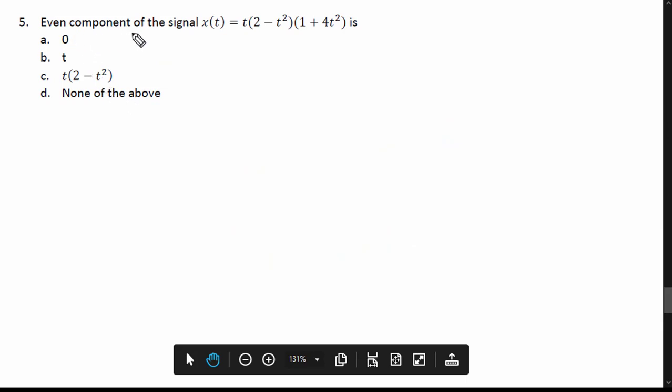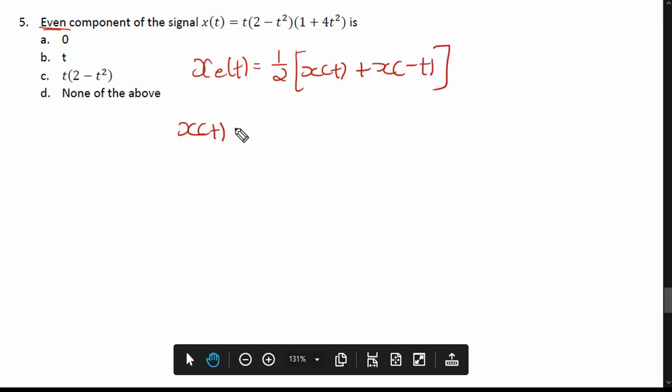Fifth question says that the even component of the signal x of t is equal to t(2 minus t square), 1 plus 4t square, 0, t into (2 minus t square), and none of the above. No other option, we have to substitute it in the equation and find it out. So for the even component, what is the equation to get the even component of a signal? X even of t is equal to 1 by 2 into x of t plus x of minus t. What is x of t? X of t is equal to, we'll simplify it. It's better if we simplify it so that getting the even and odd components is easy.